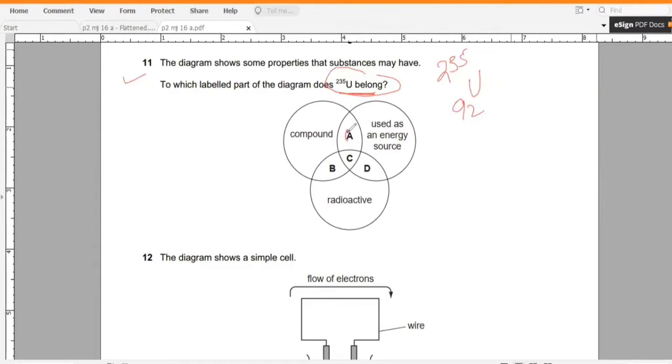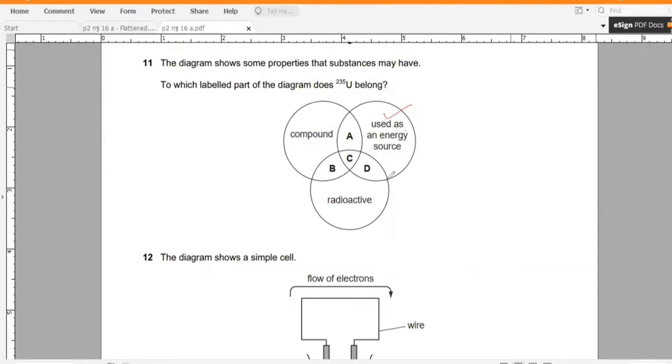Here we have A. If you take option A, then it will be only the compound, right? So it will not be used as a compound. If you take option B, it is radioactive and compound. But if you take option D, that is actually the right choice. Why? Because you can find it here. D is actually used as a source of energy, and of course radioactive. So that is why option D is the right answer. Okay.